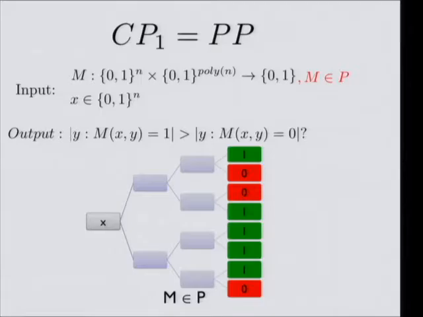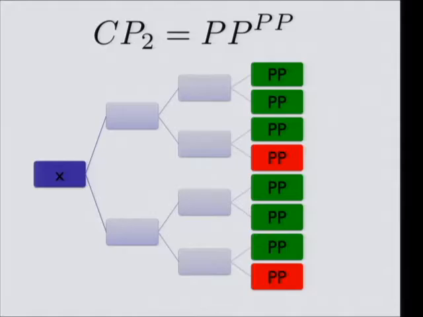Again, as with our definition of #P, there's this non-deterministic machine M that takes as inputs an X and a Y. Now instead of counting how many of the Ys end up in an accepting computation, we ask, are there more Ys that accept than Ys that reject? So are there more green boxes than red boxes in this slide? That's the base case. The base case is PP. And then we need to recurse. By recursion, the second level of this counting hierarchy is PP with a PP oracle. But this is going to be a special PP oracle, because I'm going to have this PP machine that decides whether there are more green boxes than red boxes.